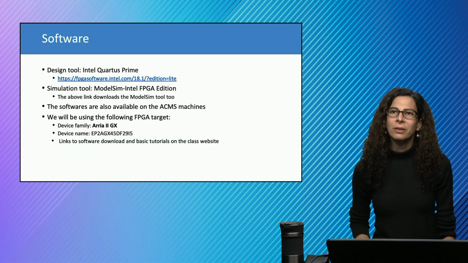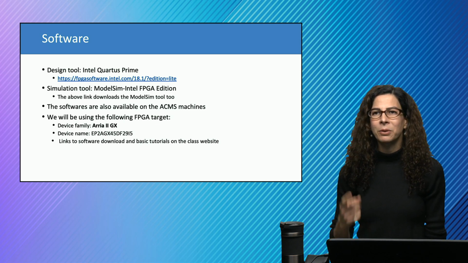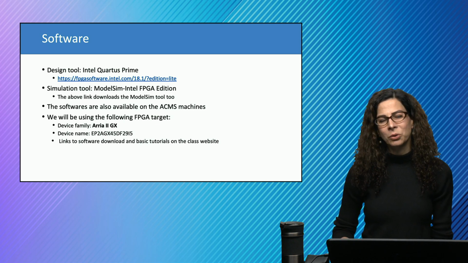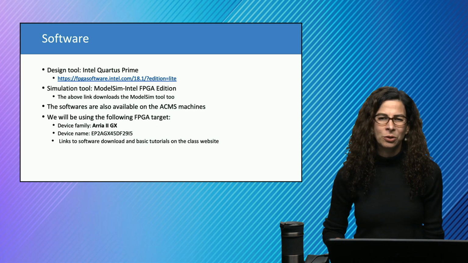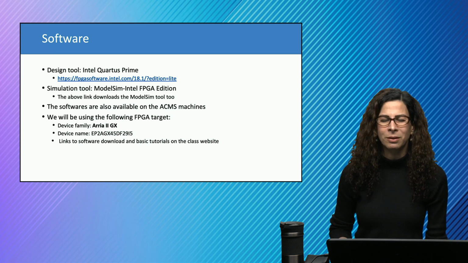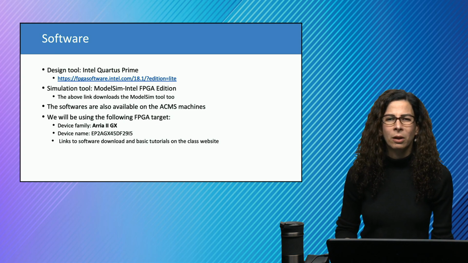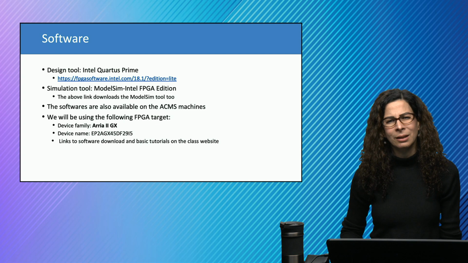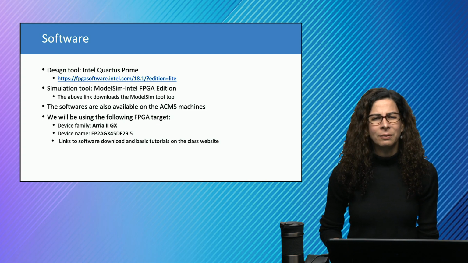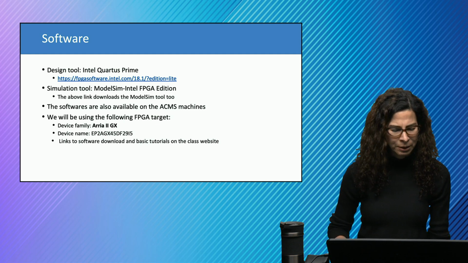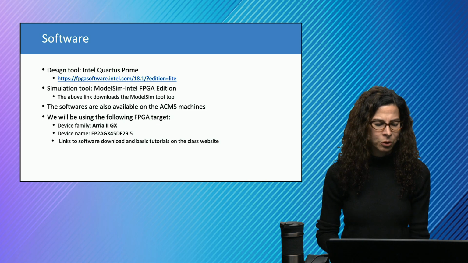The software we'll be using is Intel Quartus Prime. You could download it at the link shown on the slide. The software is also available on the UCSC servers. We'll be posting the details on Piazza on how you could use that. If you have a Mac machine, you wouldn't be able to synthesize this on your machine, so you should log into the servers and use it. The family of FPGA we're targeting in this class is the Intel Altera Aria II GX, and you will be looking into software download and basic tutorials on the website.